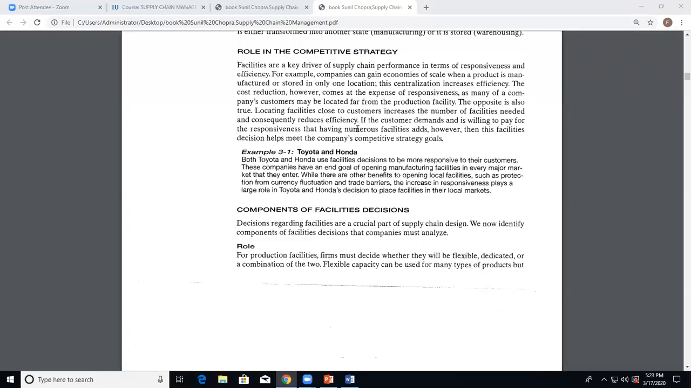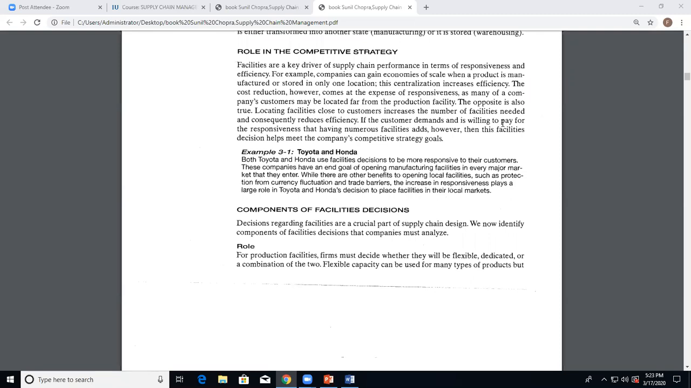तो लोकेटिंग फैसिलिटी क्लोज टू कस्टमर इंक्रीजेस द नंबर ऑफ फैसिलिटीज नीडेड. यस, आप टोयोटा और होंडा की एग्जांपल इसमें दी हुई है. टोयोटा और होंडा अमूमन क्या करते हैं, दे हैव द मैन्युफैक्चरिंग फैसिलिटी और असेंबलिंग फैसिलिटी इन द कंट्री so that they give better response to the customers. ठीक है. प्लस उनको उसमें अपॉर्चुनिटी भी है, प्रोटेक्शन फ्रॉम करेंसी फ्लक्चुएशंस भी बच जाते हैं, ट्रेड बैरियर से बच जाते हैं, रिस्पॉन्सिवनेस बढ़ जाती है.